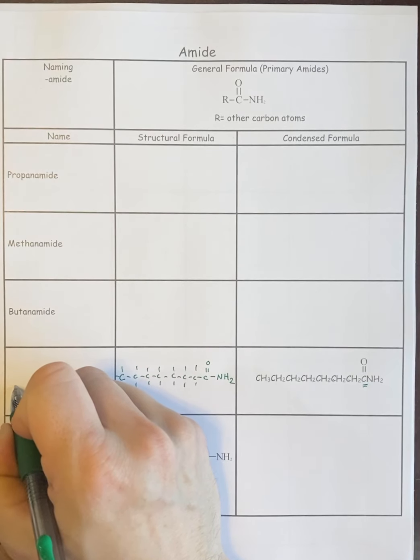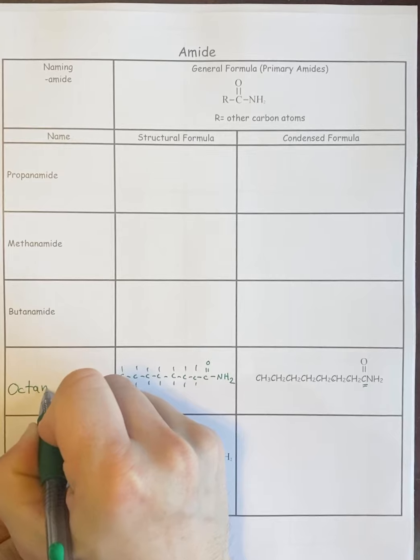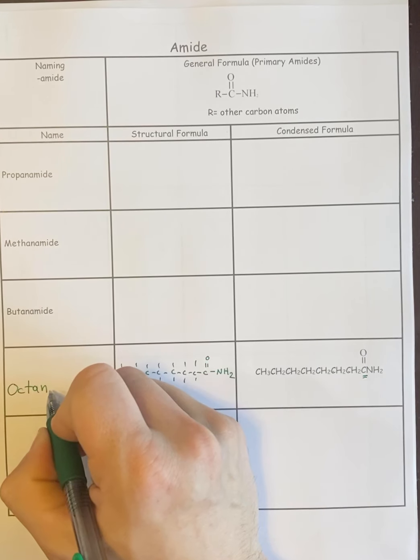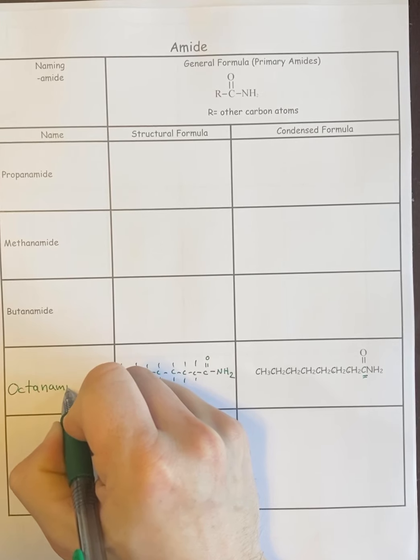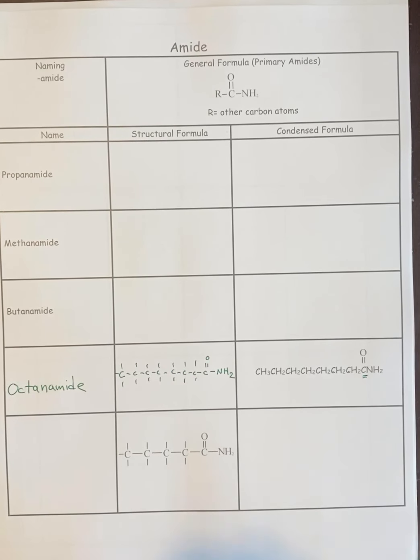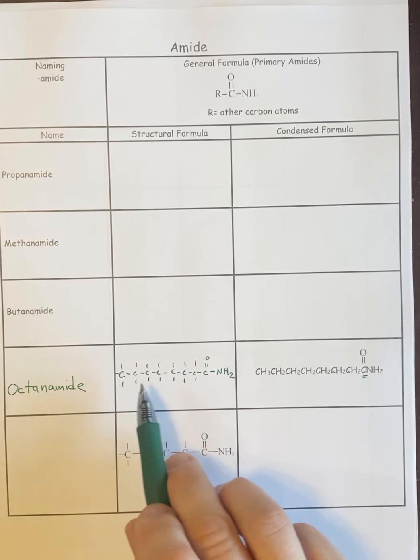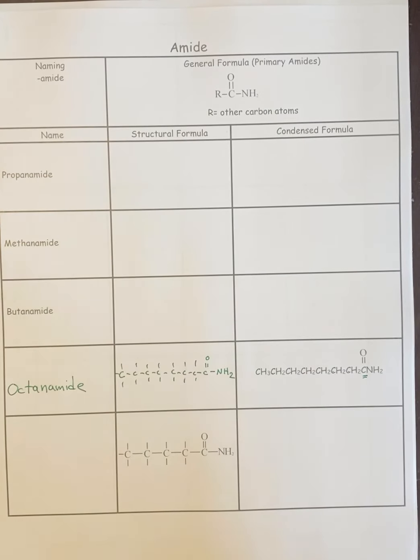So it would be octane, O-C-T-A-N-E, and now it's octanamide. Done. That's all you had to do. You literally just changed the first part of the name to reflect that there are 8 carbons in the chain, as opposed to on table R, where they only gave you 3 carbons in the chain. And that's it for amides.